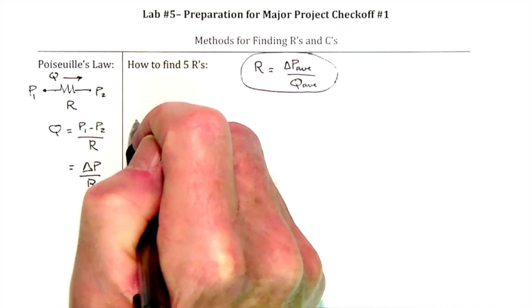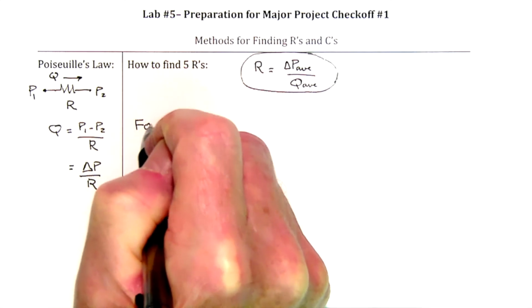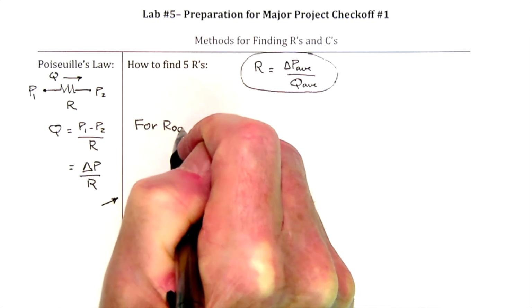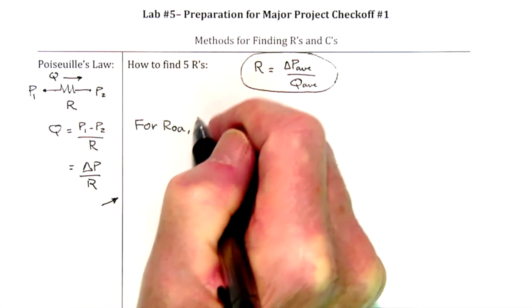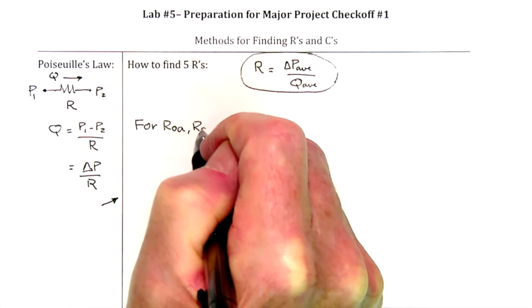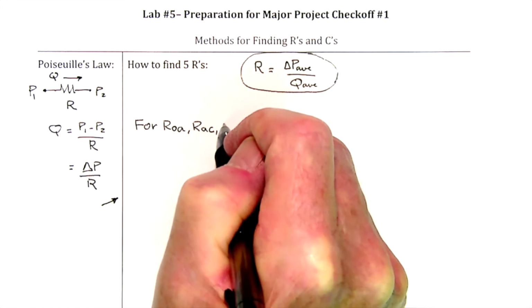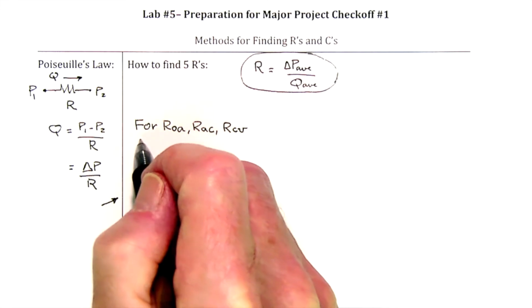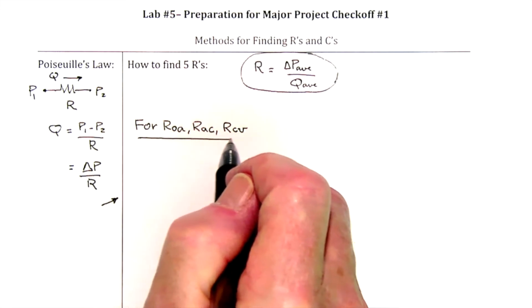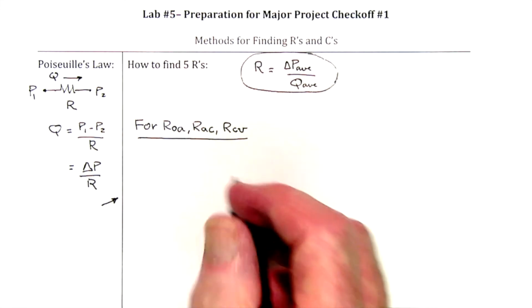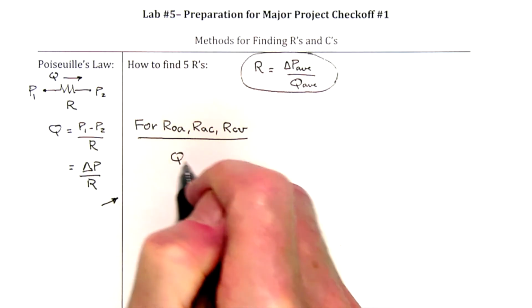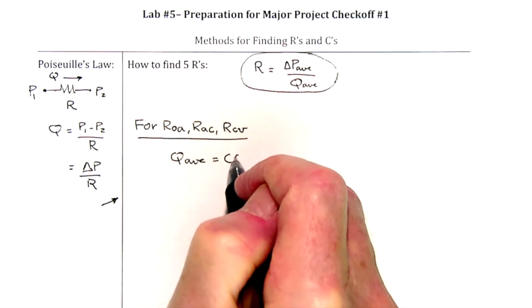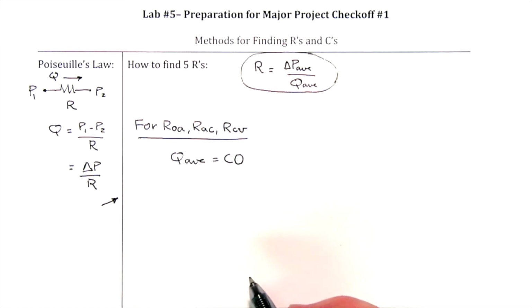Well, for 3 of the R's, namely for R sub OA, which is between the aorta and the arteries, and R sub AC, which is between the arteries and the capillaries, and R sub CV, between the capillaries and the veins, for those 3 resistances, I'm going to say that the denominator, Q sub average, is just the cardiac output of the heart on average.